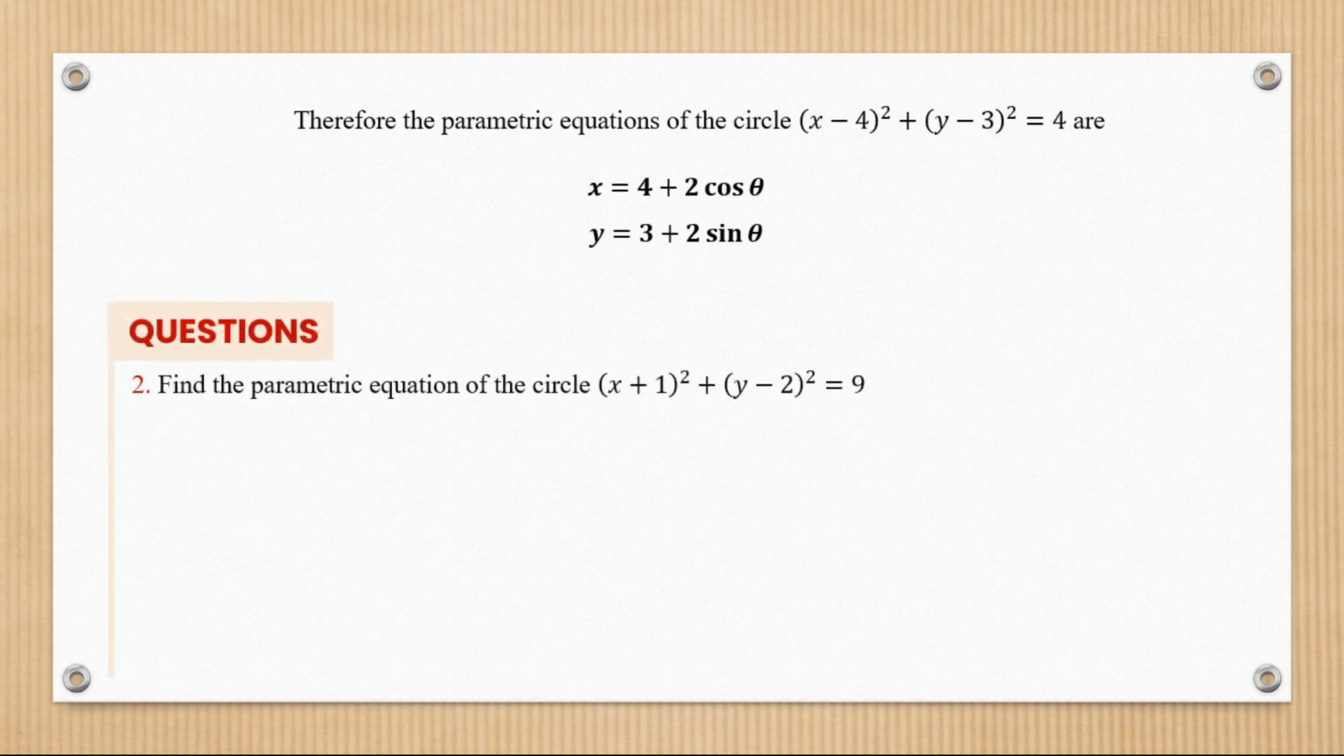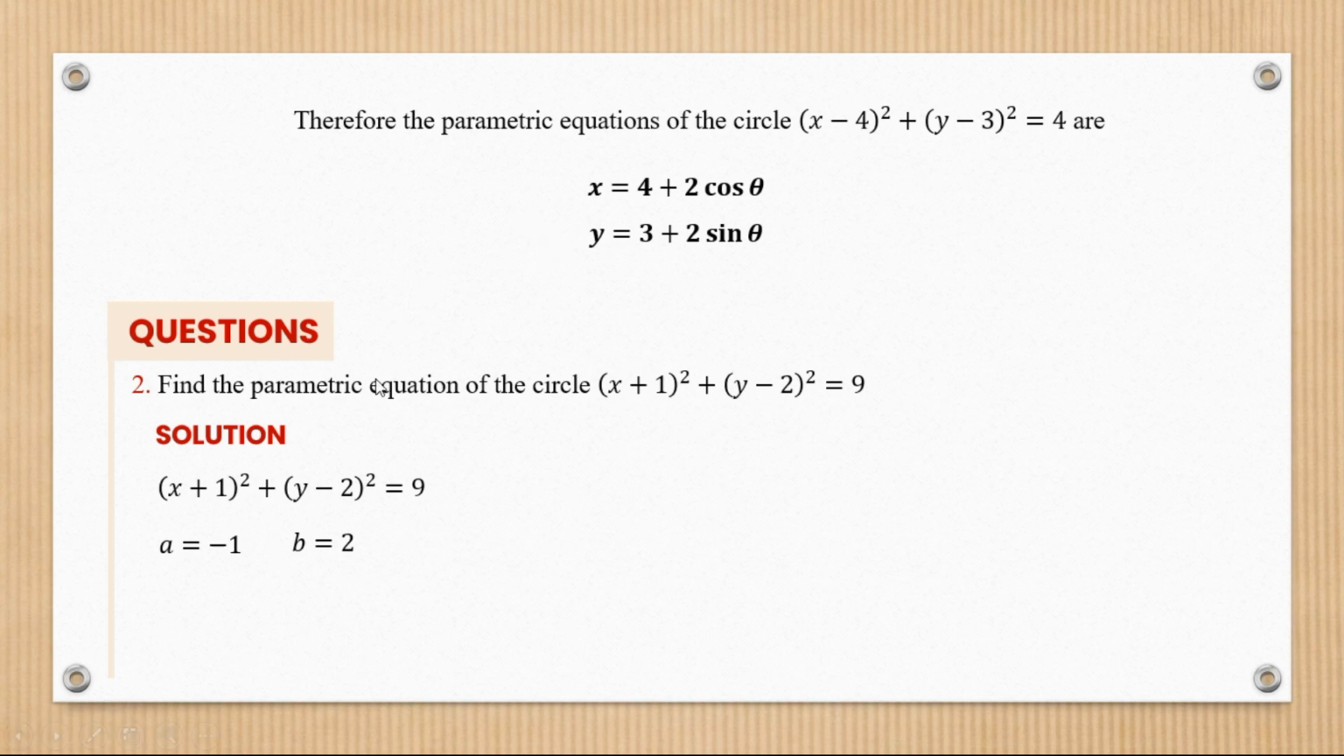Question 2. Find the parametric equation of the circle (x plus 1) squared plus (y minus 2) squared is equal to 9. Here, I can see that the value of a in this case shall be equal to -1. And why is that? It's because the equation of the circle is naturally supposed to be x minus a, but since this is a positive one, it means that the value of a is -1. So a is equal to -1.